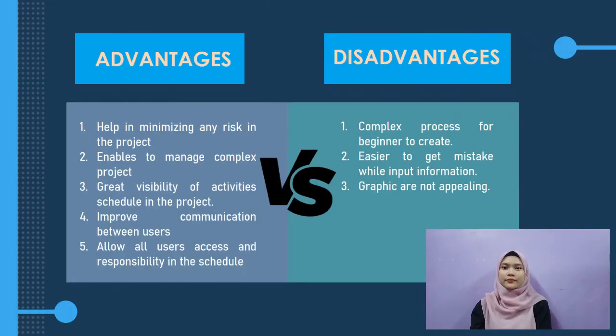The software also has advantages and disadvantages. The advantages are that it helps in minimizing any risk of the project and enables managing complex projects. It also gives great visibility of the activity schedule of the project. It also helps in communication between users. It also allows users to access and take responsibility in the schedule. And for the disadvantages of Primavera, it has complex access for beginners, it is easy to make mistakes when putting in the information, and the graphics are also not very appealing.